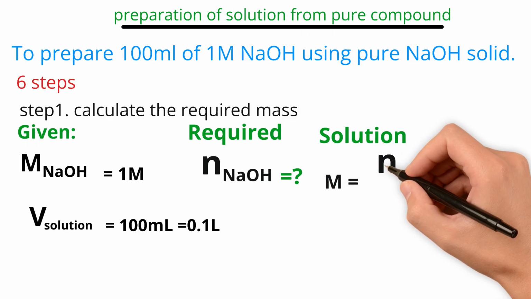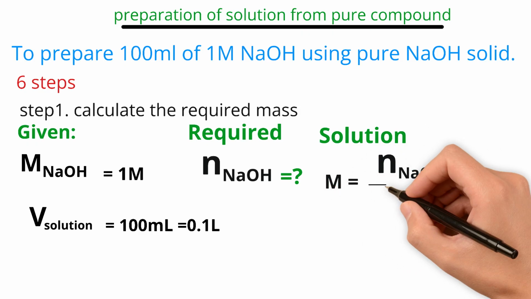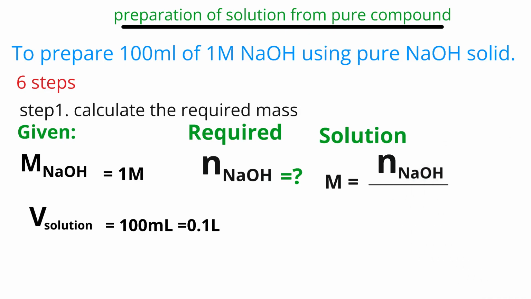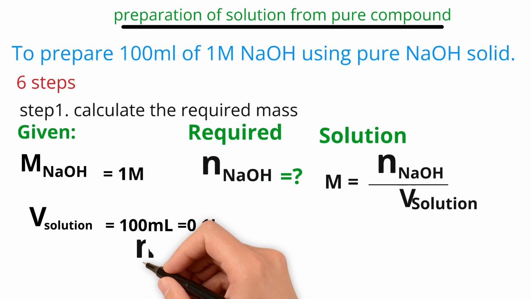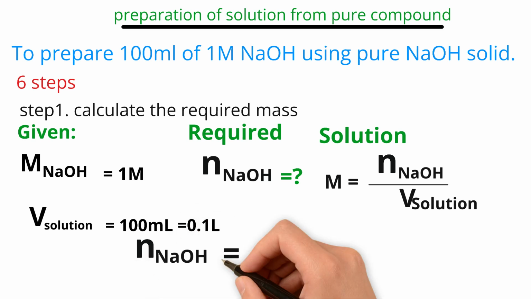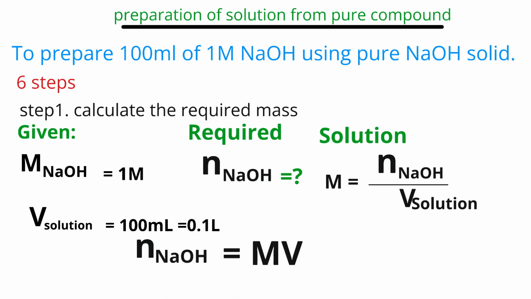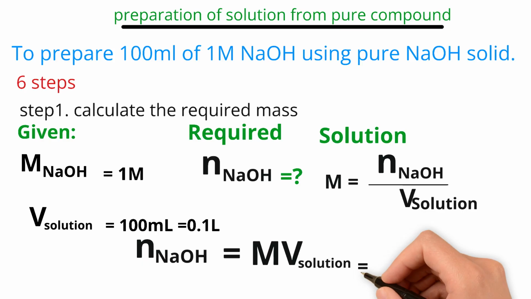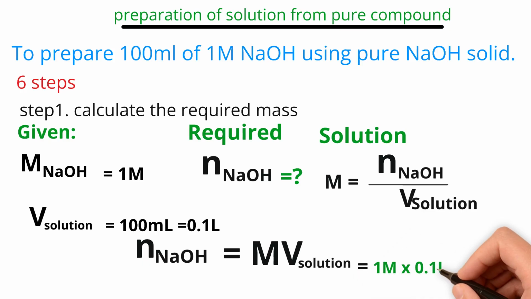Molarity of sodium hydroxide is equal to mole of sodium hydroxide over volume of solution. Molarity and the volume of solution are given here. Therefore, calculating mole of sodium hydroxide is so simple. Molarity of sodium hydroxide times volume of solution, which is equal to 1 molar times 0.1, which is equal to 0.1 mole.